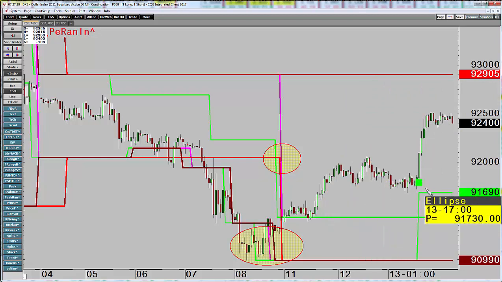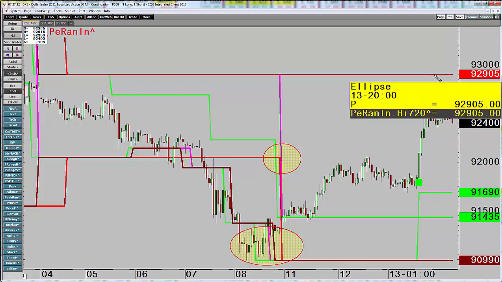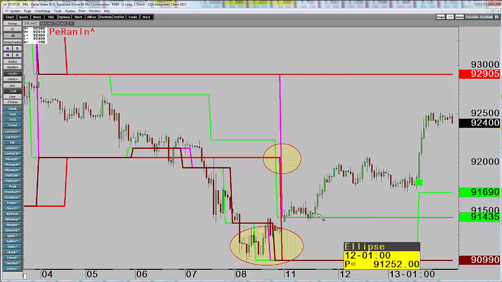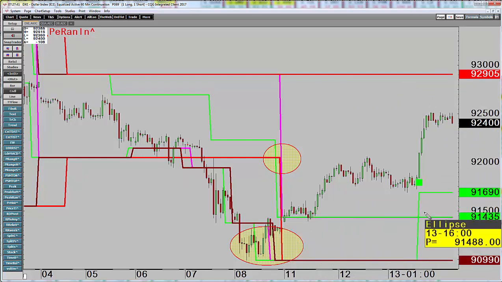It sort of took a while for it to get going, and then obviously we accelerated yesterday afternoon. 92.90 is a key level, and 91.69 is a level below. What we want to really see next is some of these major levels start to move up in the coming days.